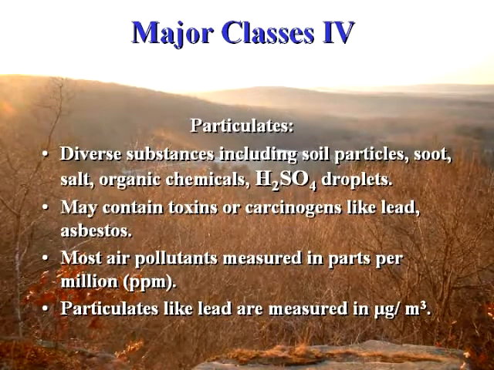An additional source of air pollutants are particulates. These include things like soil particles, soot from burning, salt crystals, various kinds of organic chemicals, things like that. And some of these particulates may contain toxins. So things like lead dust, for example, qualifies as a toxin, as does asbestos dust.